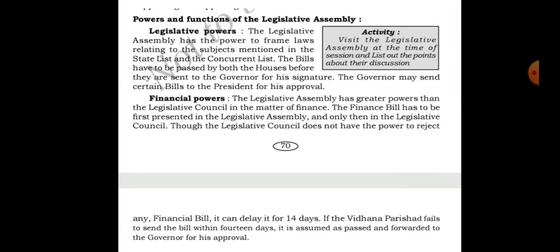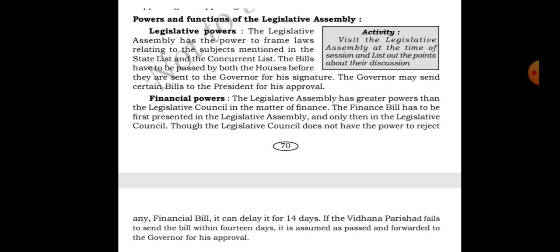Now let us see what are the powers and functions of our Legislative Assembly. As the name itself suggests, legislative powers means making the law. It is entrusted with the framing of laws. All the laws are made which are mentioned in the state list and also in the concurrent list. State government does not have the right to frame the laws in the central list.